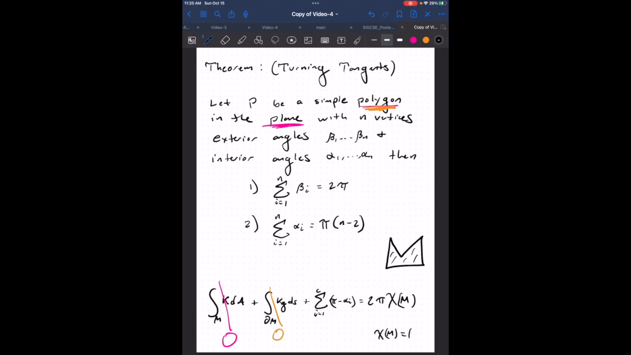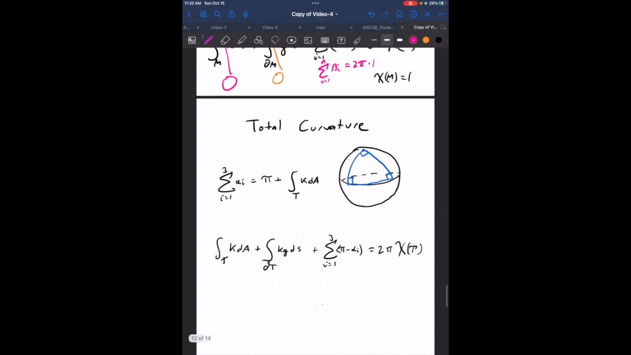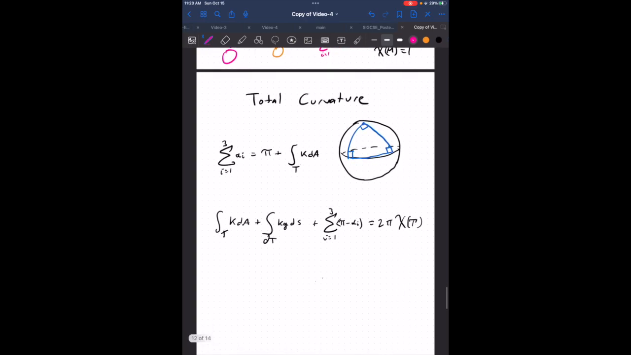The sum of the exterior angles is equal to 2 pi, or the sum of the interior angles, since those angles are complementary, we get pi times quantity n minus 2. So this is equal to the sum from i equals 1 to n of our beta i. And this is 2 pi times 1, which is, of course, 2 pi. And so our turning tangents theorem can be thought of as a special case of the Gauss-Bonnet theorem. Pretty cool.